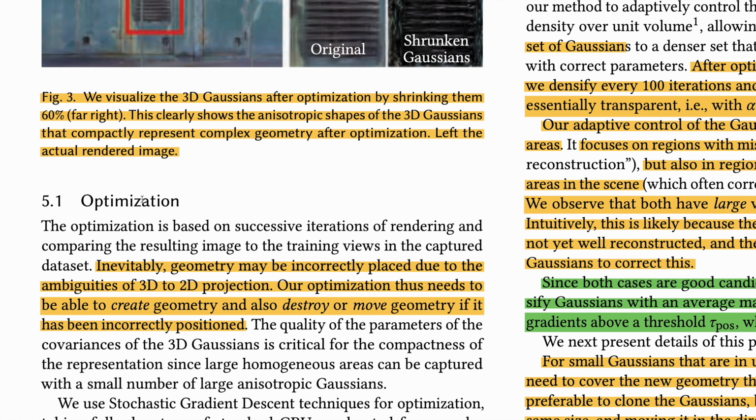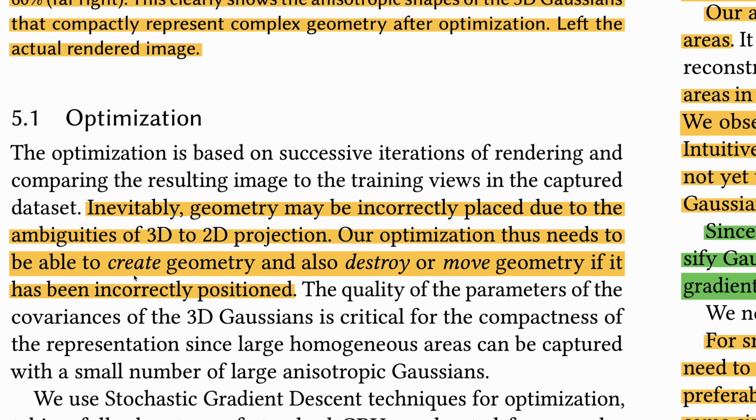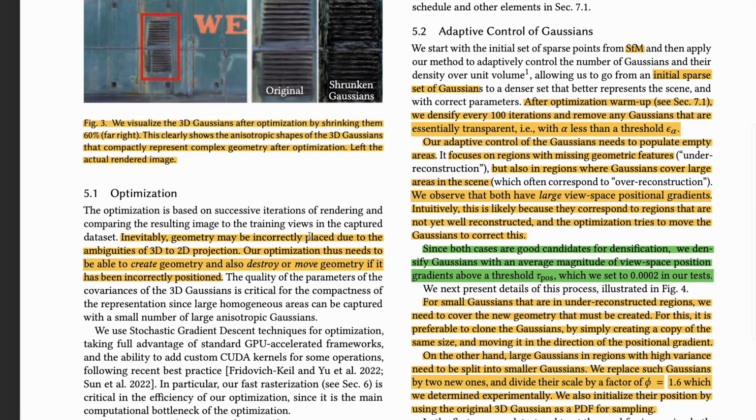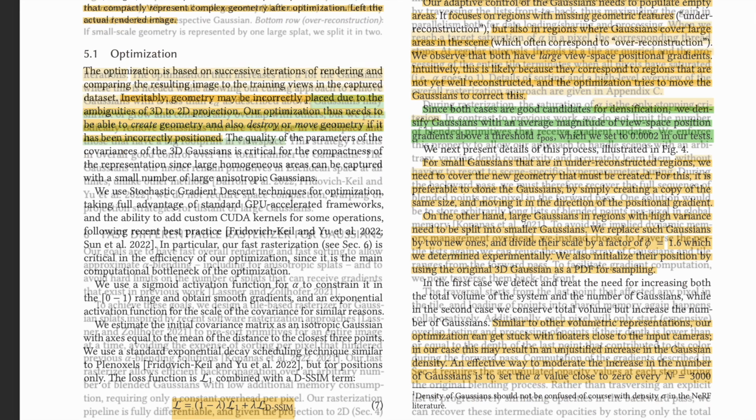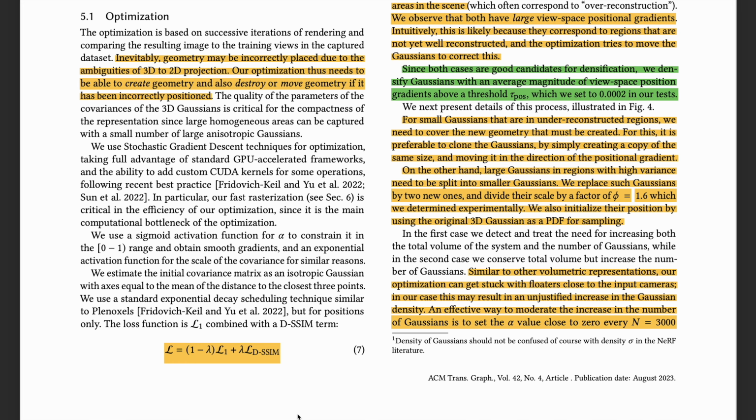Okay, so basically, that's a kind of motivation for the density control. We want to be able to destroy geometry if, let's say, it's stuck in a local minimum, or it has been badly initialized. We want to be able to destroy some Gaussians or to move them, and that's what the density control will do. Okay, for the loss, they just use an L1 loss plus an SSIM loss.